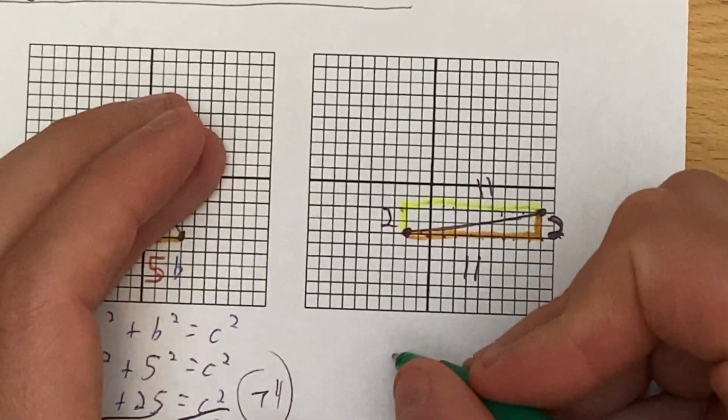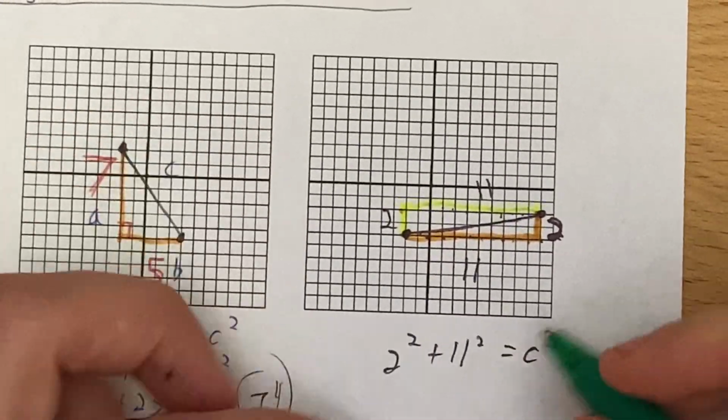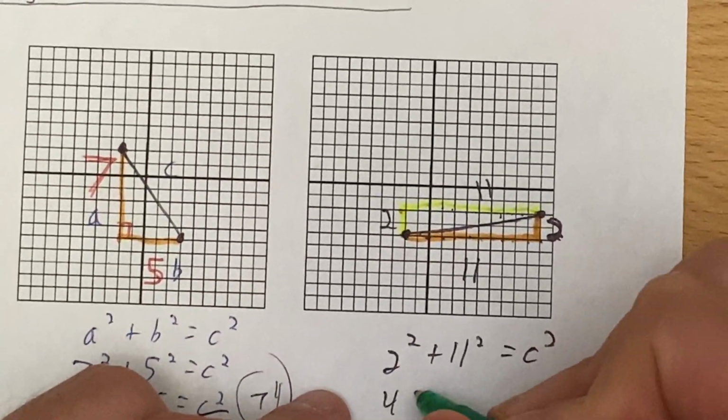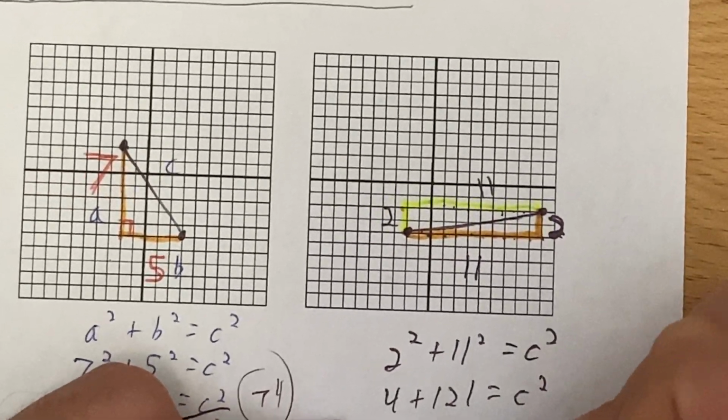And same thing is going to happen. I'll have 2 squared plus 11 squared equals c squared. It's the distance we're looking for. You get 4 plus 121 equals c squared, which is 125.